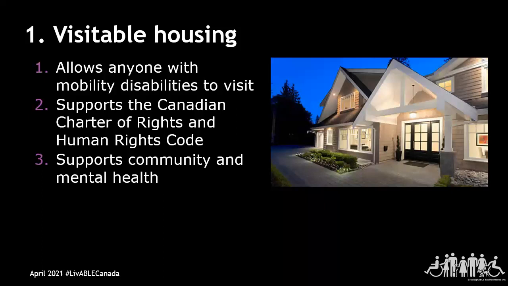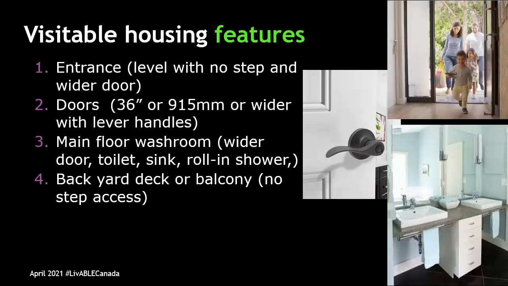which obviously would have a cost. The features that you would be looking at in a visitable home include an entrance with no step, doors that are wider and have lever hardware or lever doorknobs. You'd want a main floor washroom with a wider door, a toilet that was accessible with a transfer space, a sink, and a roll-in shower so that people who are staying a little bit longer can take care of themselves. And of course, access to the backyard deck or your balcony.